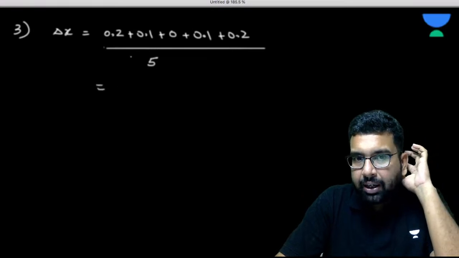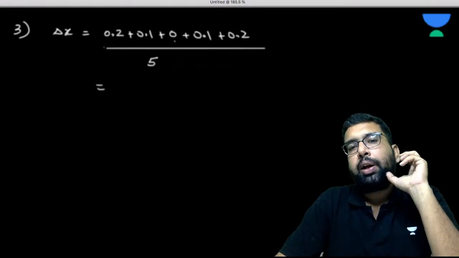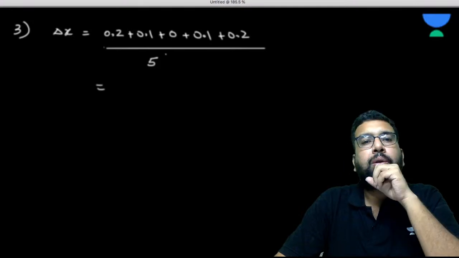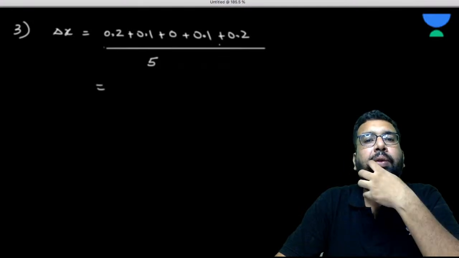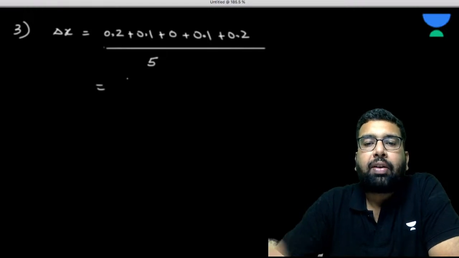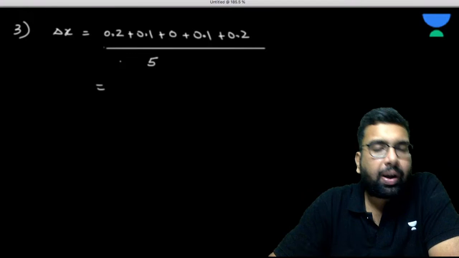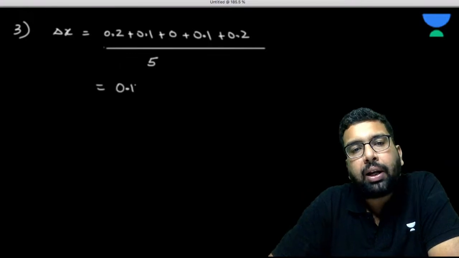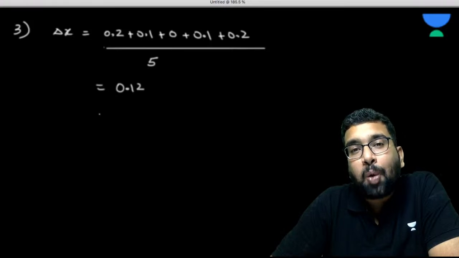So when we calculate it, 0.1, 0.1, so it is going to get 0.6. So 0.6 divided by 5. So I guess we are getting 0.12, right? 0.12. Okay. So what is the mean absolute error? The mean absolute error is 0.12.